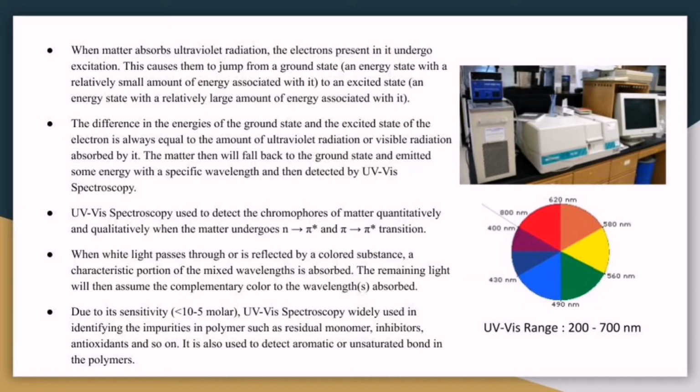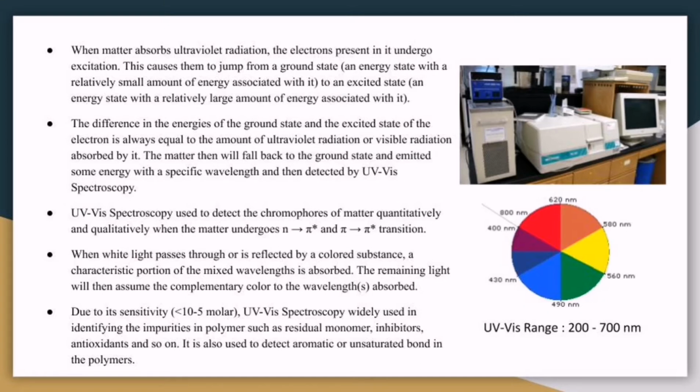When matter absorbs UV radiation, the electrons present in it undergo excitation. This causes them to jump from a ground state, an energy state with a relatively small amount of energy associated with it, to an excited state, an energy state with a relatively large amount of energy associated with it. It is important to note that the difference in the energies of the ground state and the excited state of the electron is always equal to the amount of UV radiation or visible radiation absorbed by it.